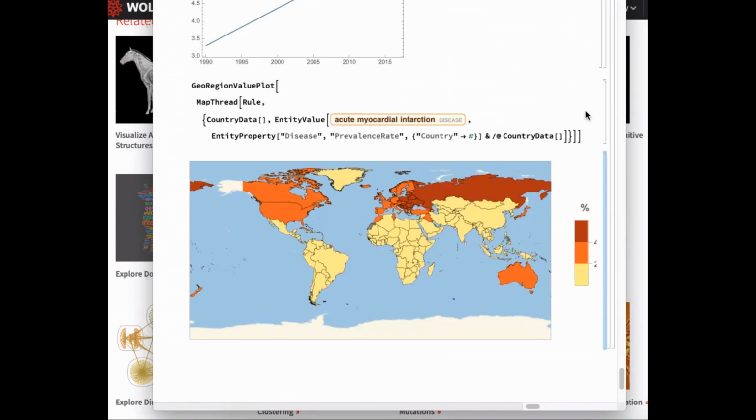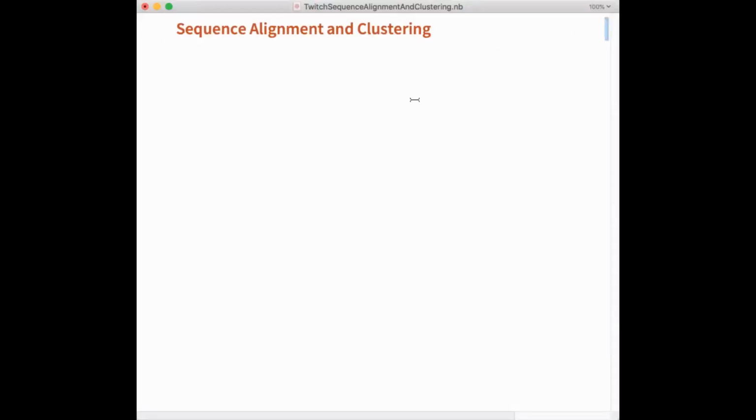So I will stop here, and John will now talk about gene data. Hi, everybody. I'll just switch things over here. Good. So I'll be talking about sequence alignment and clustering.